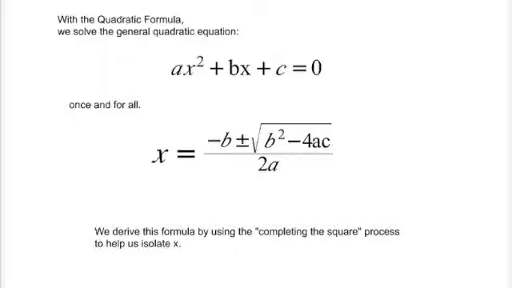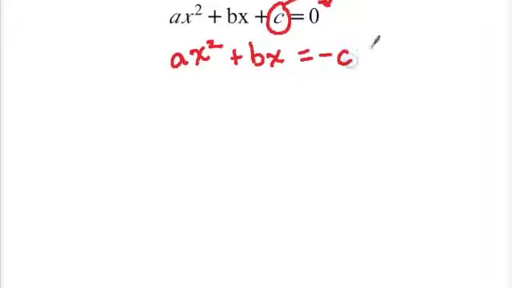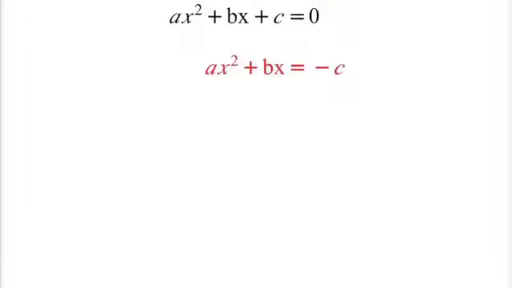And I'm assuming here that you have thought about the completing the square process before, and that you understand that process. We just do a brief reminder of the steps. To set up for the completing the square process, we need to get the left side of the equation to look like 1x squared plus something x, and then equals everything else on the right hand side. So a good first step would be to subtract c from both sides.